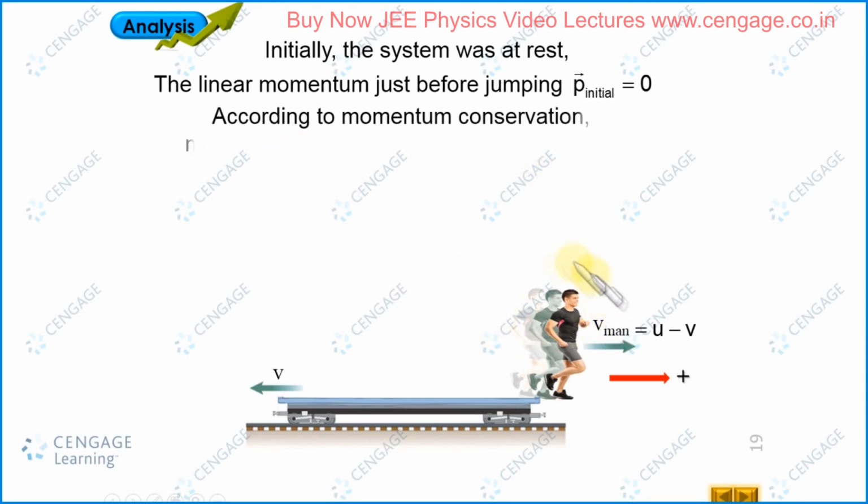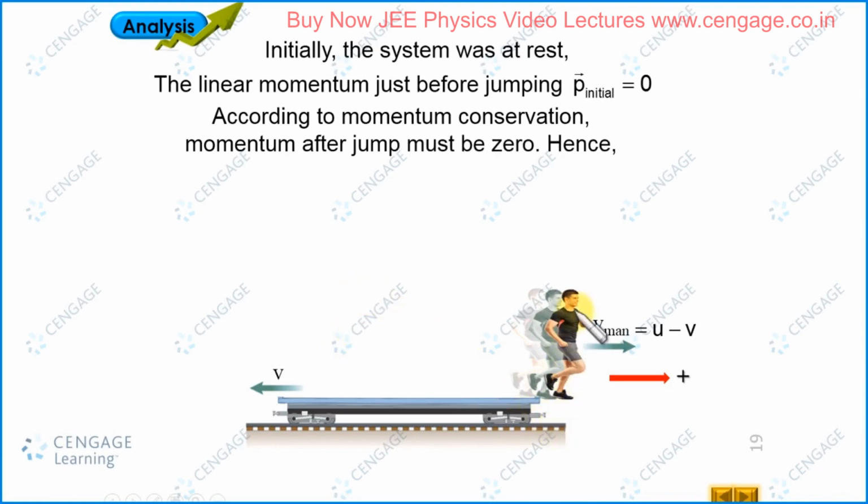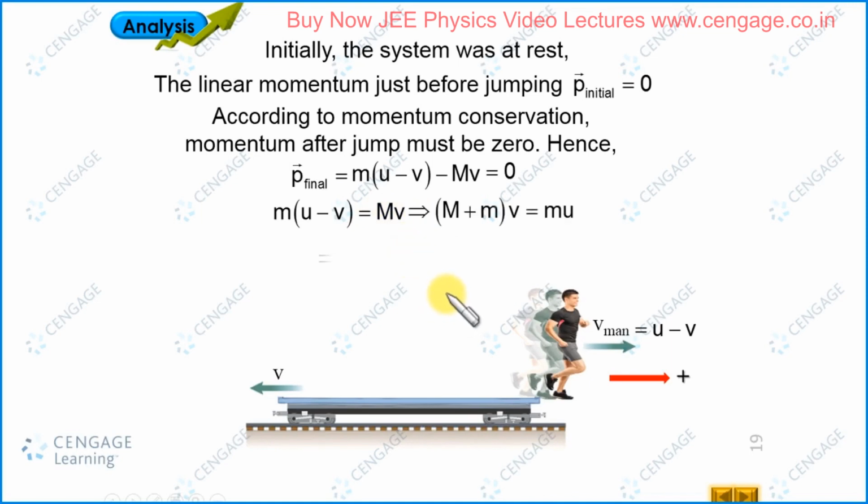So let us write the final linear momentum of the system, and the man is jumping in the rightward direction. This is the positive direction. So the linear momentum of the man is equal to small m multiplied by (u minus v), and the linear momentum of the car is equal to minus M multiplied by capital V, and this should be equal to 0. Okay, now we can calculate the value of small v. We can rearrange this equation, and small v is equal to m u divided by (small m plus capital M).